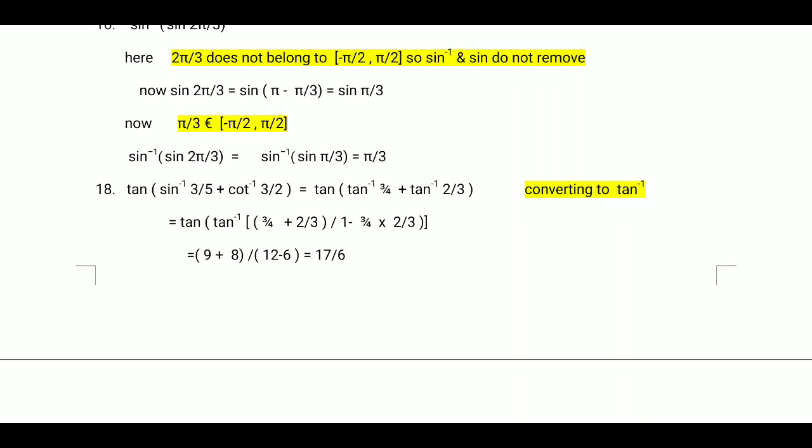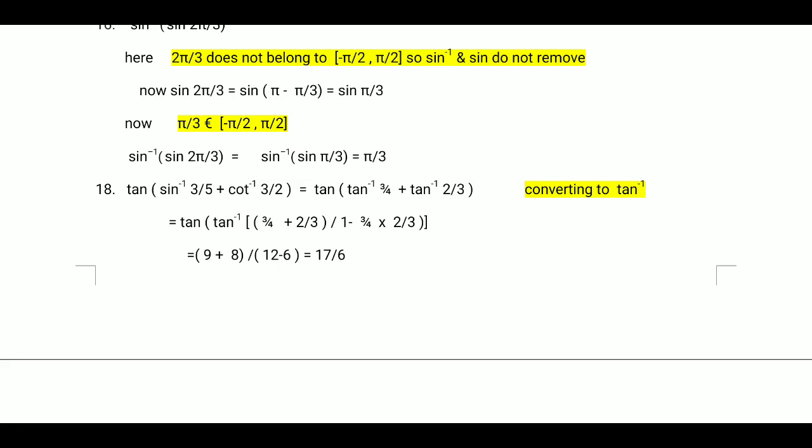There is another problem. tan(sine inverse 3 by 5 plus cot inverse 3 by 2) is equal to tan(tan inverse ...). What will you do? Sine inverse is here. You have to convert it into tan inverse. Sine inverse is perpendicular upon hypotenuse. And drawing the triangle, we get perpendicular is 3 and hypotenuse is 5, then base will be 4. And perpendicular upon base will give you 3 by 4. So we write sine inverse 3 by 5 is equal to tan inverse 3 by 4.